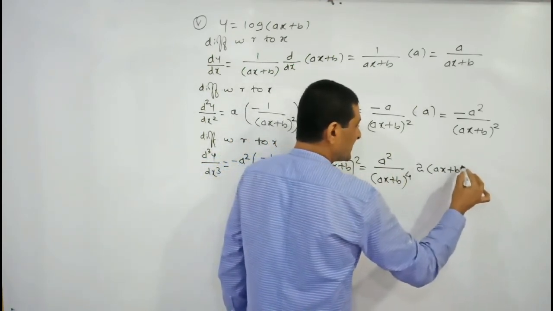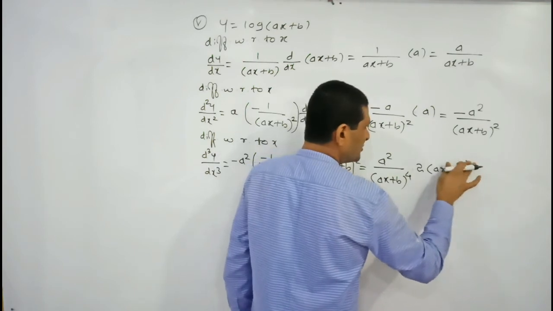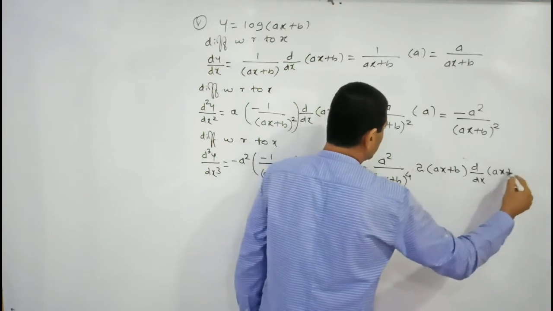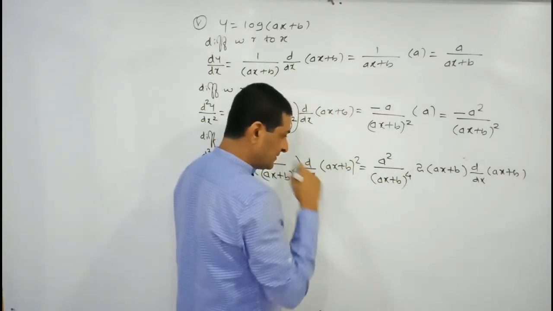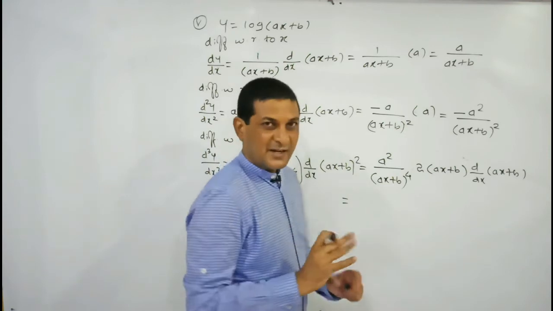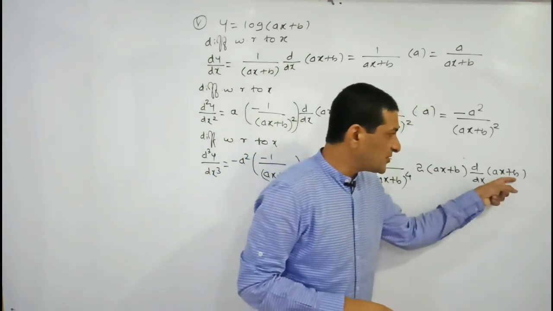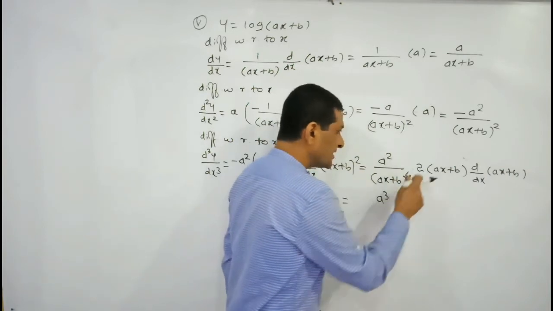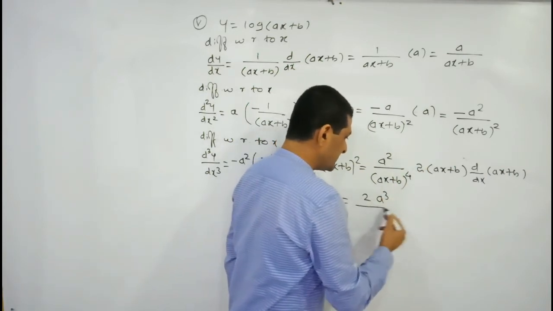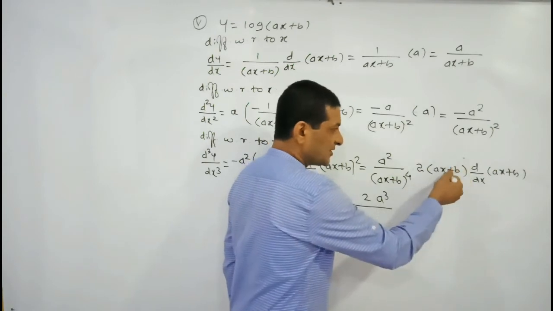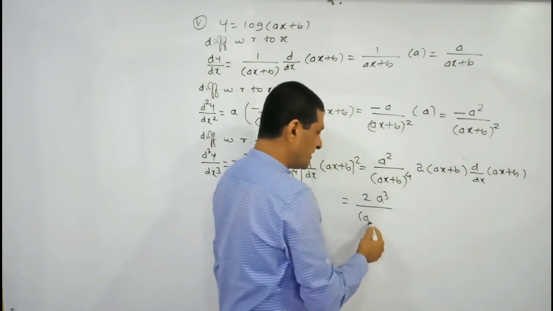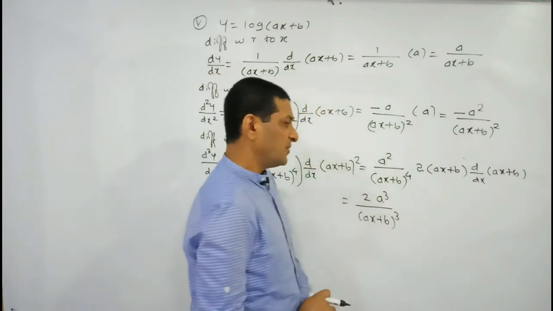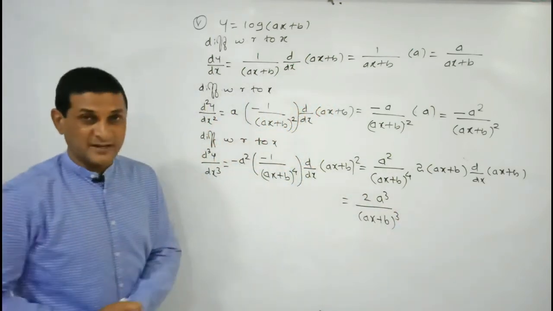meaning ax plus b raised to power 1 into the derivative of ax plus b, the derivative of what? Ax plus b, meaning the derivative of f of x. Let us simplify it. Directly I am writing that the derivative of ax plus b will be equal to a. A into this a square will become a cube. Here 2 keep it as it is, and here ax plus b and 1 ax plus b from the denominator will get cancelled, so here we'll get ax plus b raised to power 3. In this way we have got the differentiation, meaning the third order derivative.